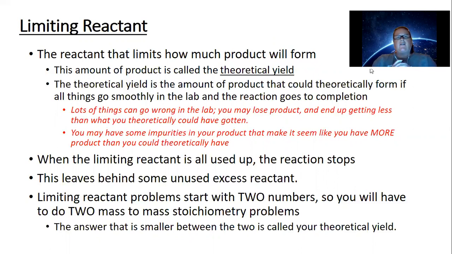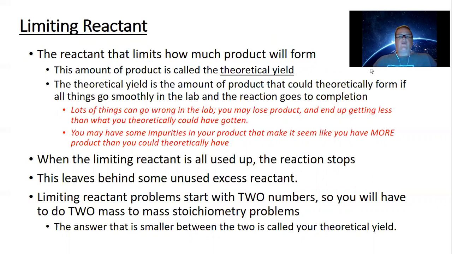Now the amount of product that forms is called a theoretical yield. It is theoretically what the math tells us is the maximum amount of product that could form in a chemical reaction if all things go smoothly in the lab and the reaction goes to completion. So there are lots of things that can get in the way of you carrying out a reaction in the lab and actually collecting the theoretical amount of product that could form.